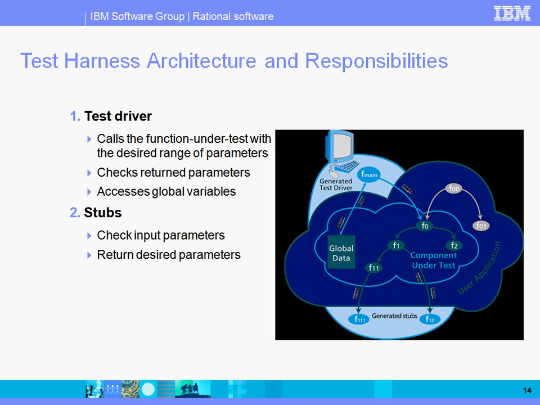Now if you look at the test harness architecture of this tool, there is a test driver which can drive the test, which checks the written parameters and accesses global variables. Another part is the stub. Stub checks the input parameters and returns desired patterns. Now what about stubs? Stubs are unavailable portions of your source code.